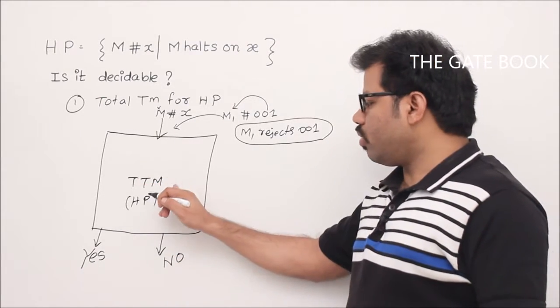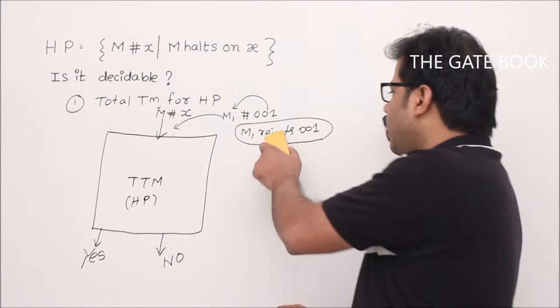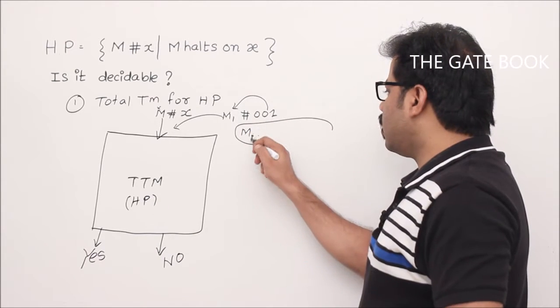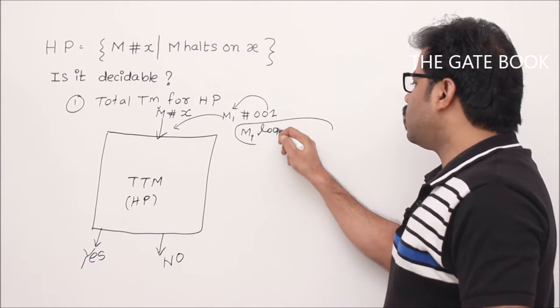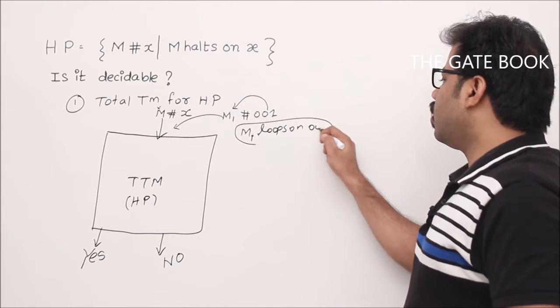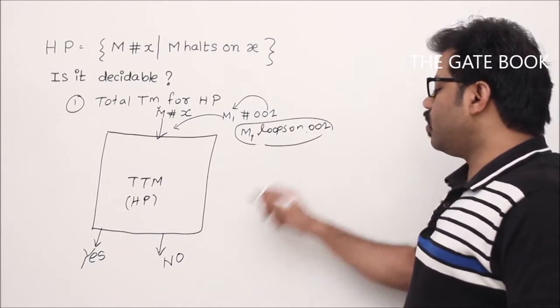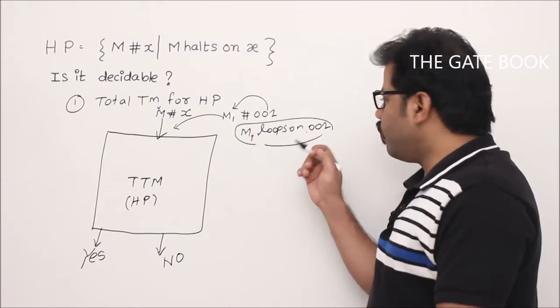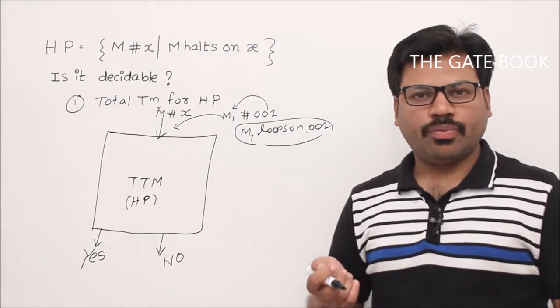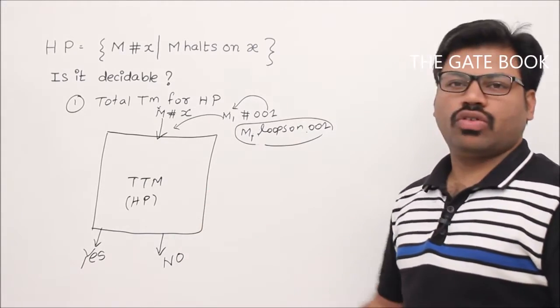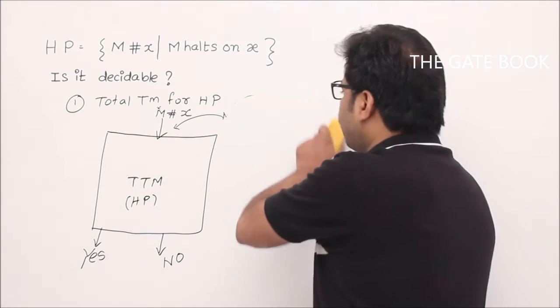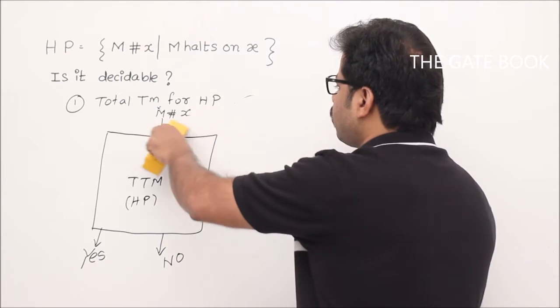Sir, when will this total Turing machine say no? If this Turing machine m1 loops on 001, if there is an infinite loop, then it should say no. Otherwise, if m1 is not a Turing machine code at all, it should still say no. That is the functionality of your total Turing machine.